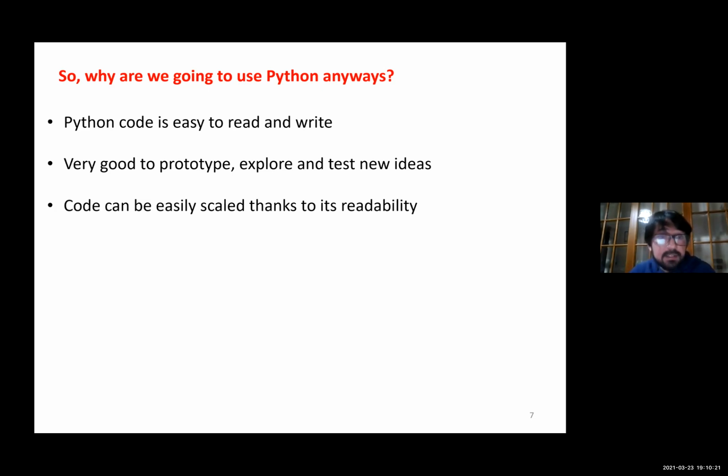It can be scaled easier with respect to other languages because it's easier to read. So for example, if you want to collaborate with someone, because its syntax is closer to the way we speak, the way we talk, it's better for readability. It also supports object-oriented programming. So on top of all of these advantages of using Python and its easiness, it's powerful enough to program things in an object-oriented fashion.